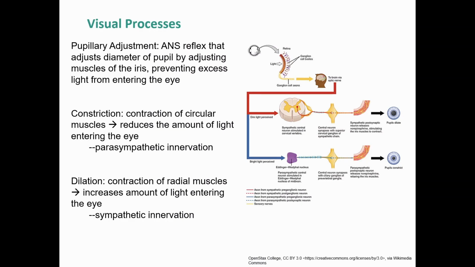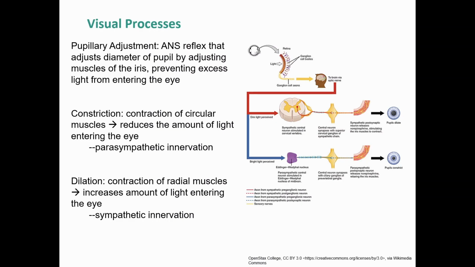And then dilation, this is where we contract the radial muscles. This is going to increase the amount of light getting into the eye because we are increasing the diameter of the pupil. This is going to be innervated on the sympathetic nervous side. And that's something we see when someone gets nervous or scared or excited. Their pupils tend to dilate, they tend to open when they experience that.